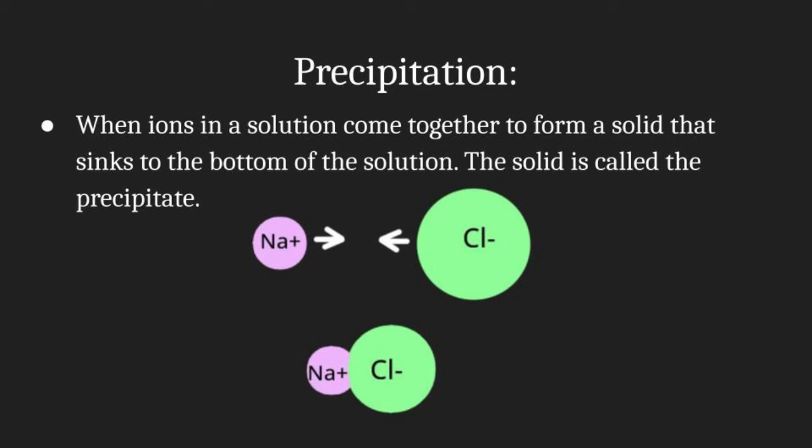Next, we're going to talk about precipitation, which is the opposite of dissolution. This is when ions in the solution come together and form a solid that sinks to the bottom of the solution and is no longer dissolved. That solid is called the precipitate. So here, you see that the sodium ion and the chlorine ion attract together and then bond through ionic bonding and create NaCl, or salt, and it sinks to the bottom of the solution.